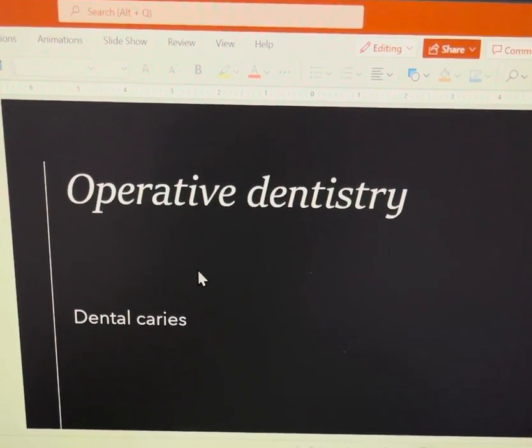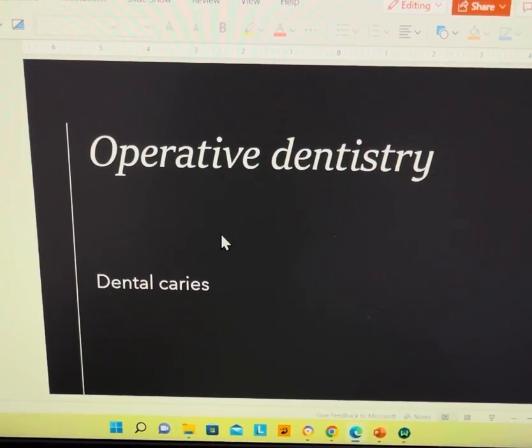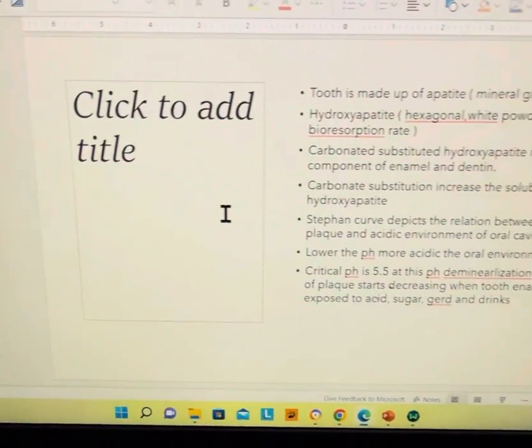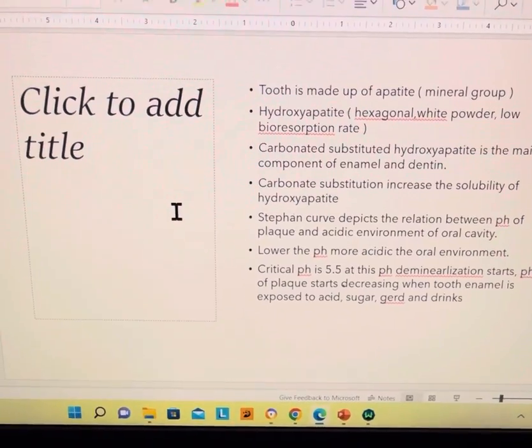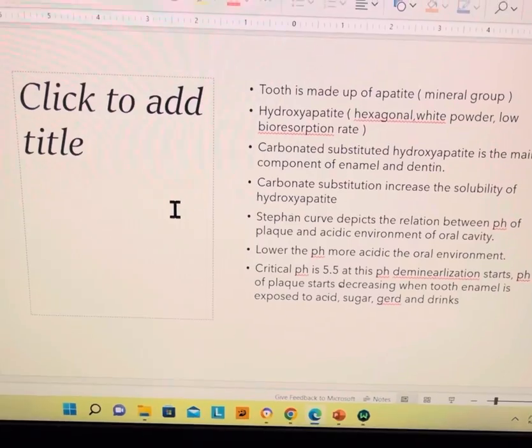It's the revision of the mental dental, which I've already studied and made a few slides on my PowerPoint presentation. And let's start with dental caries. So first, before we talk about the caries, let's talk about the tooth.